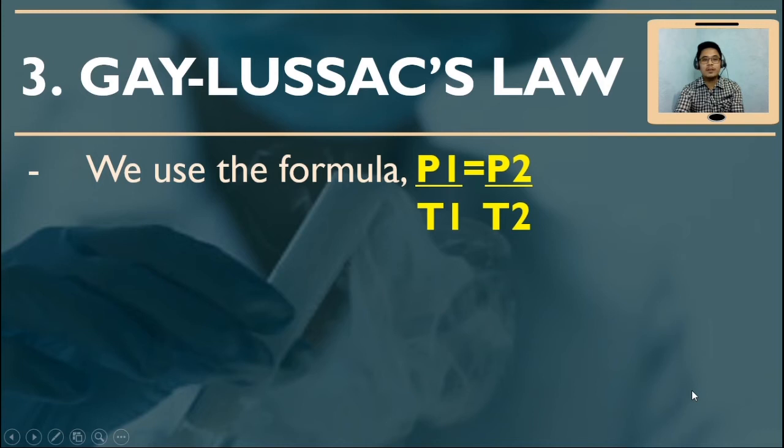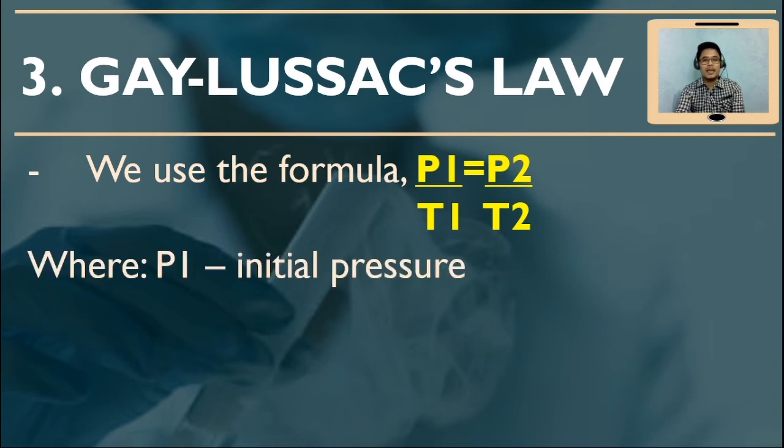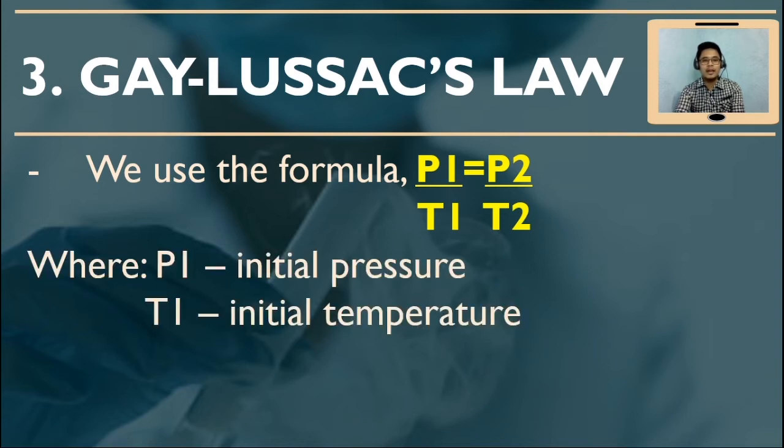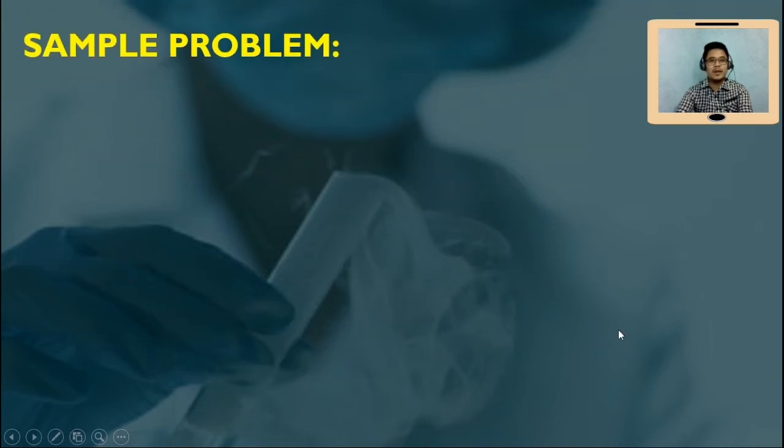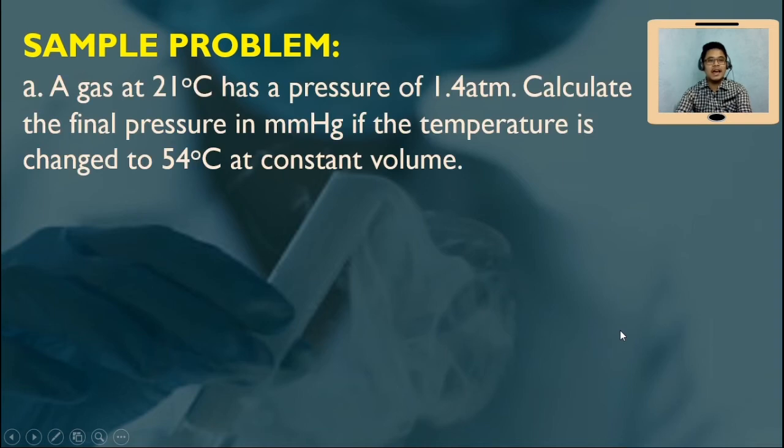And we use this formula wherein P1 over T1 is equal to P2 over T2, wherein P1 is our initial pressure, T1 is our initial temperature, P2 is our final pressure, and T2 is our final temperature. So in order for us to familiarize with this formula, we're going to use it on our sample problem number 3. So we have a gas at 21 degrees Celsius at a pressure of 1.4 atmosphere.